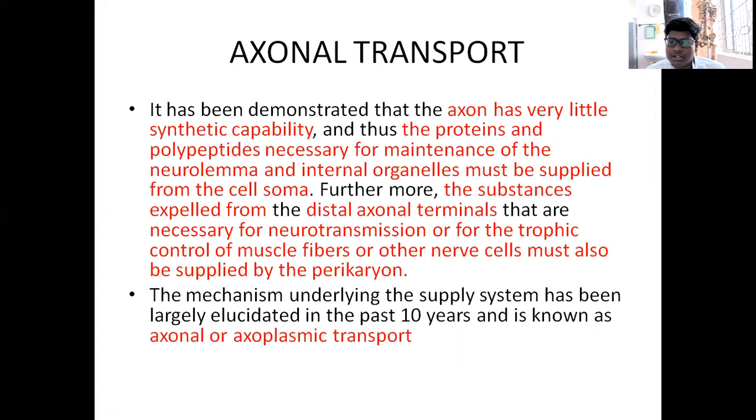It has been demonstrated that the axon has very little synthetic capability, and thus the proteins and polypeptides necessary for the maintenance of the neurolemma and internal organelles must be supplied from the cell soma. Furthermore, the substances expelled from the distal axonal terminals that are necessary for neurotransmission or for the trophic control of muscle fibers or other nerve cells must also be supplied by the perikaryon. The mechanism underlying this supply system has been largely elucidated in the past and is known as axonal transport.